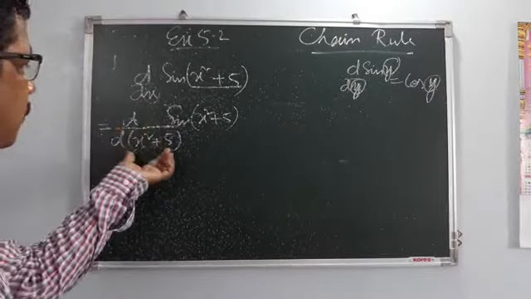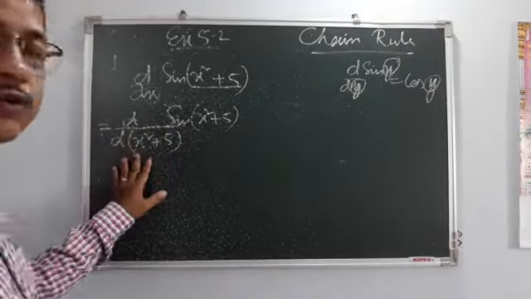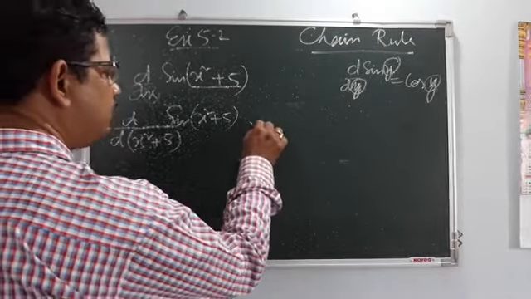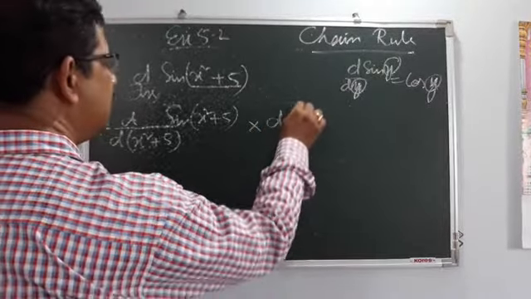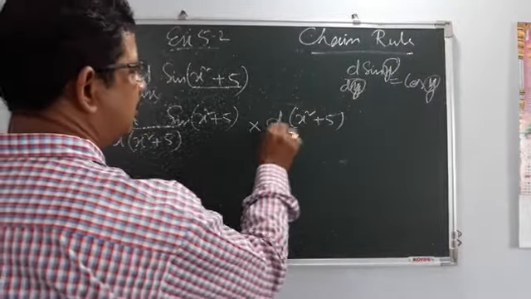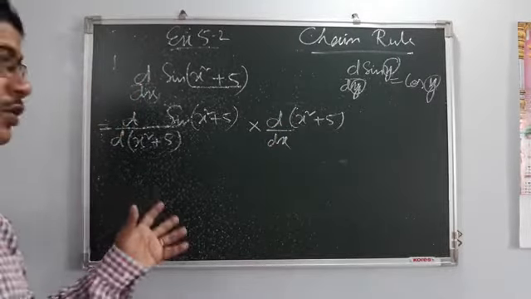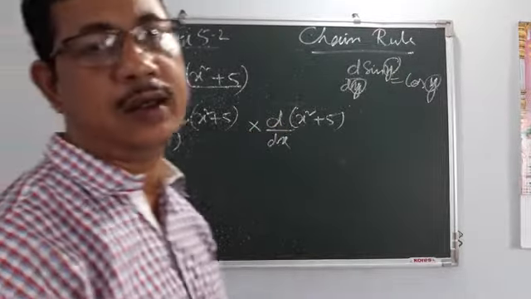Instead of x, we have written x square plus 5 in place of x. So it is not the same. Something we have to add here to make this same. As I have written these things here, to make it equilibrium, to keep it as it is, we have to write this thing again here.